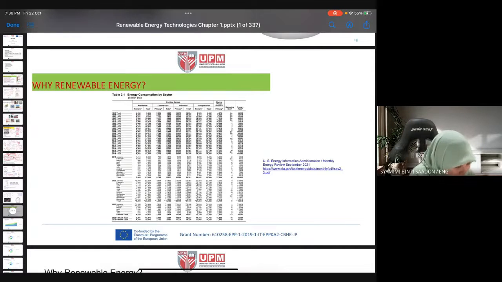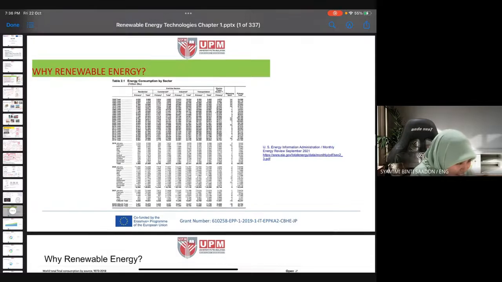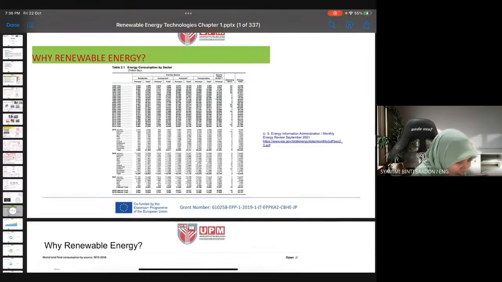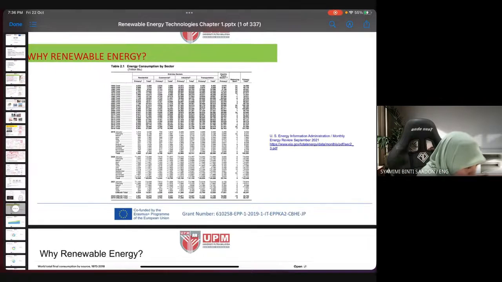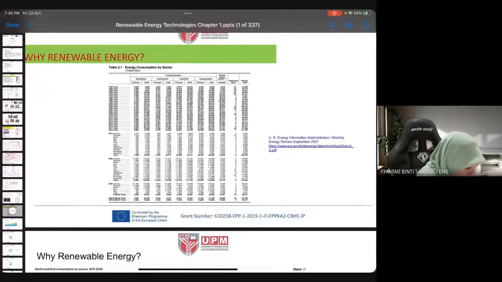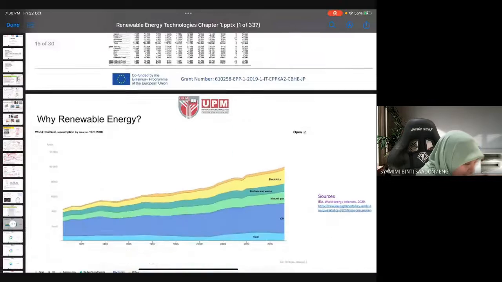Ni kecil sangat, tak nampak. So we skip this one. Later on when I share the slide, you can look at the besar. Tak apa, slide tak apa, ini tak penting. Kita tengok graph je.